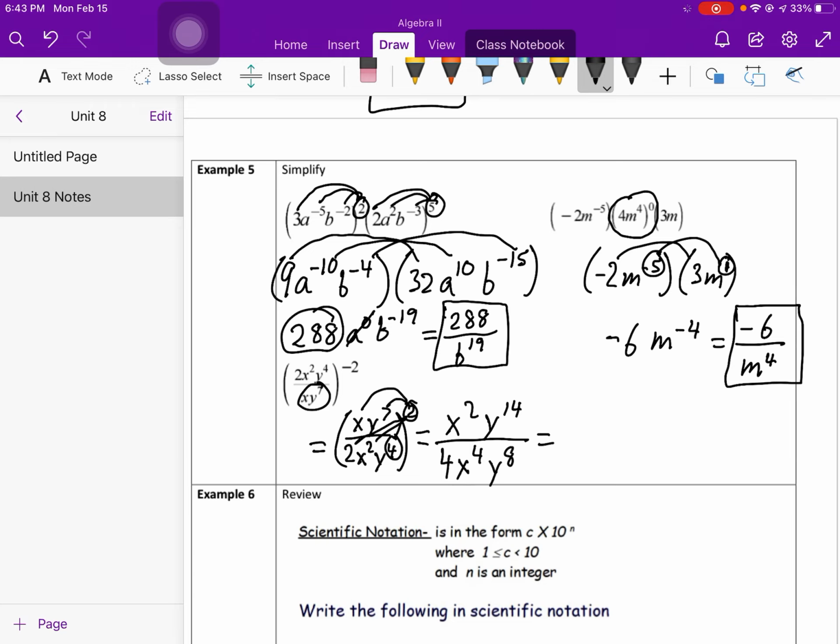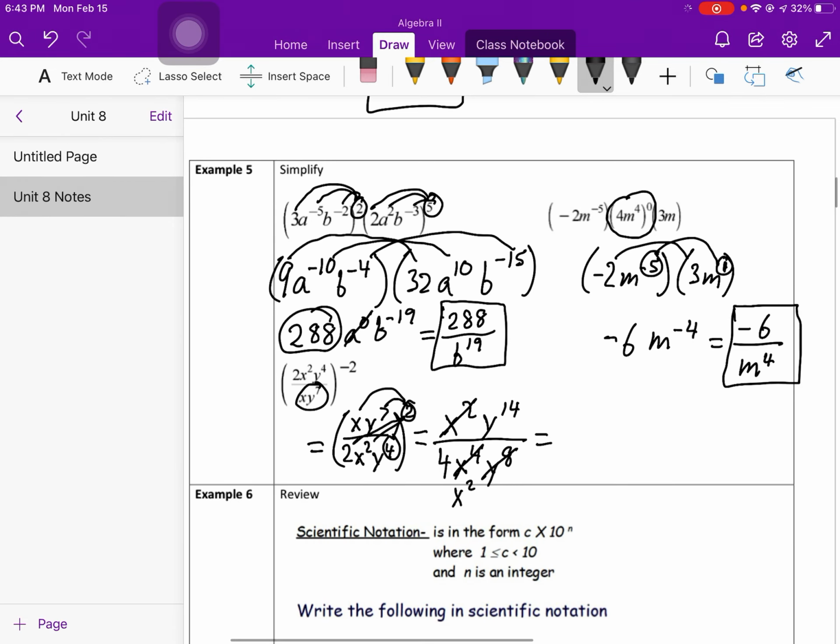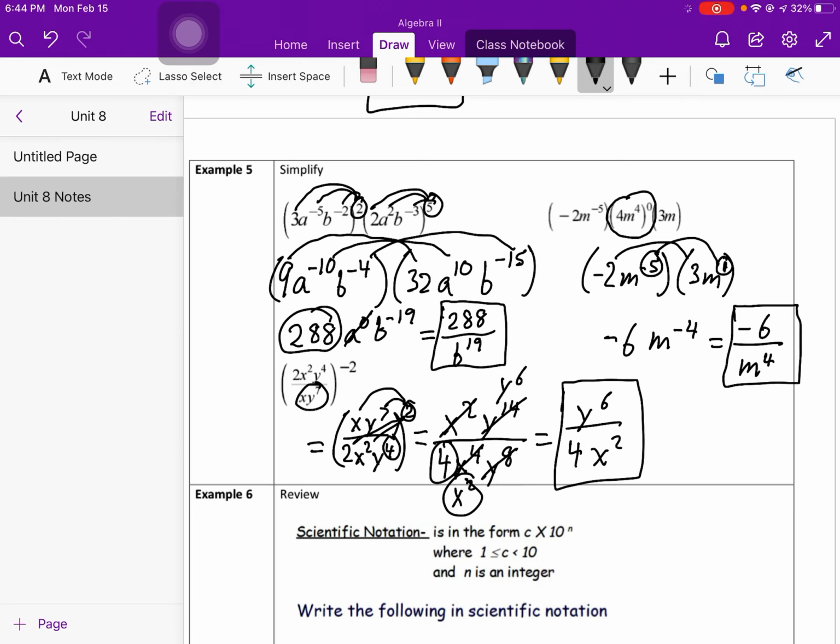And then we can just simplify here. Notice we have more x's on the bottom, and there's 2 more, so that's going to become an x squared. And then the y's, we have 6 more y's on the top. So the final answer ends up being y to the 6th over, we still have a 4, and then we still have an x squared on the bottom. And there we go.